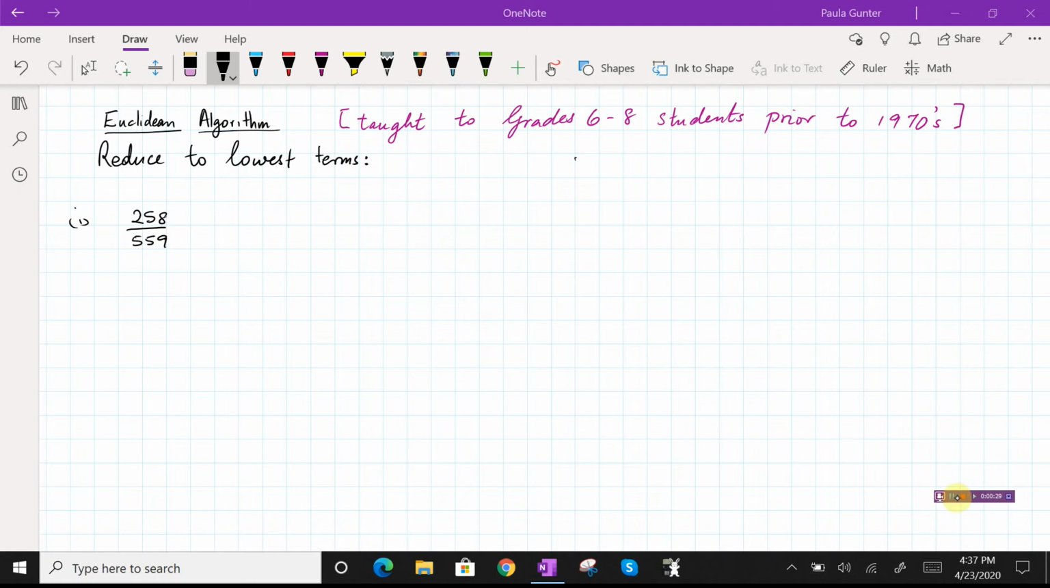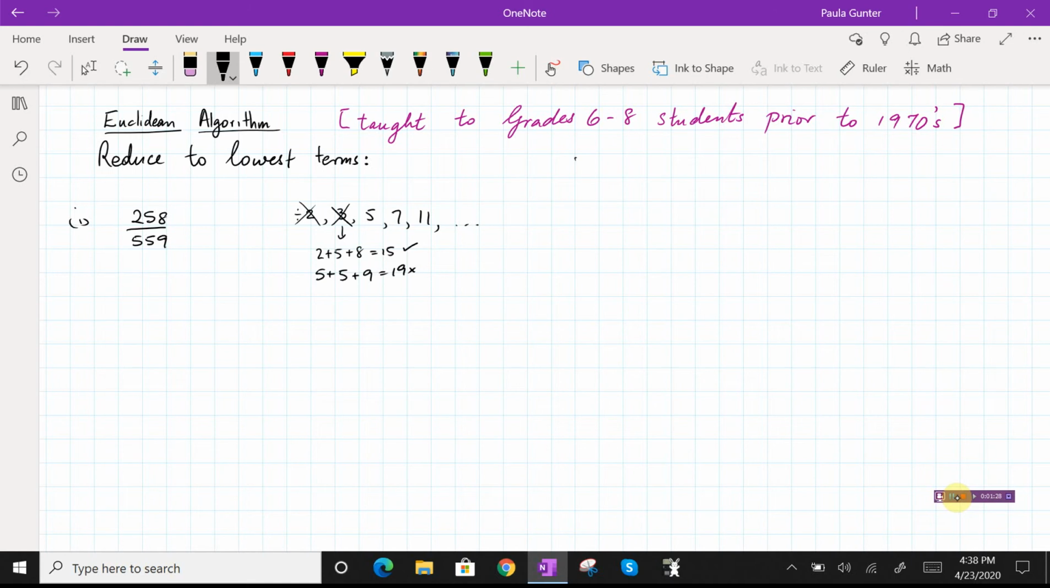Well, you would have probably started off by looking: are the numerator and denominator divisible by the usual suspects, the prime numbers 2, 3, 5, 7, 11, and so on? Definitely not divisible by 2, because while the numerator is even, the denominator is not. If we check divisibility by 3, the numerator 2 plus 5 plus 8 gives a sum of 15, so that seems promising. But the denominator, 5 plus 5 plus 9, is 19, so it's not a multiple of 3. So 3 does not divide both numerator and denominator.